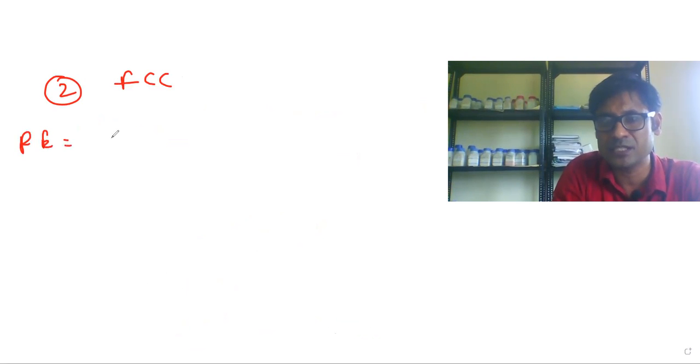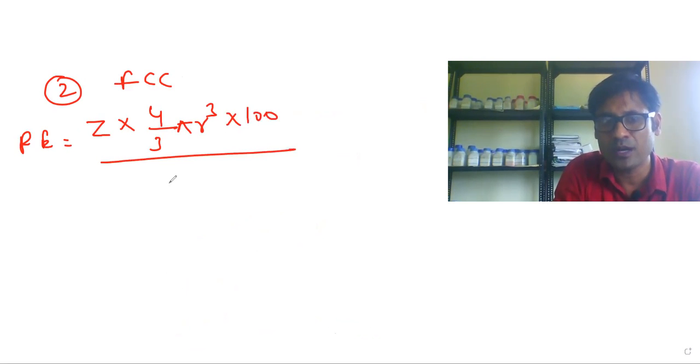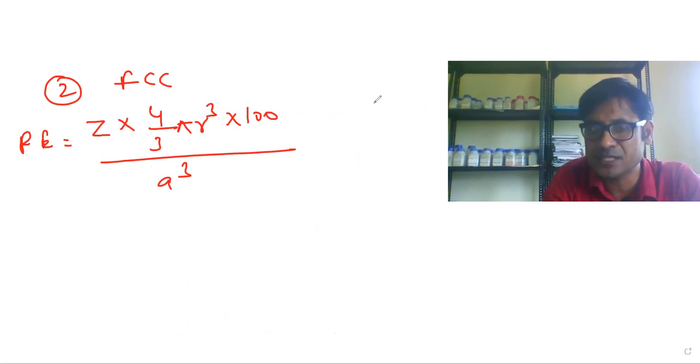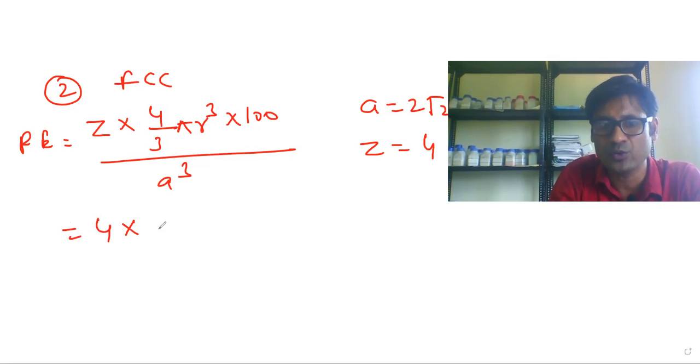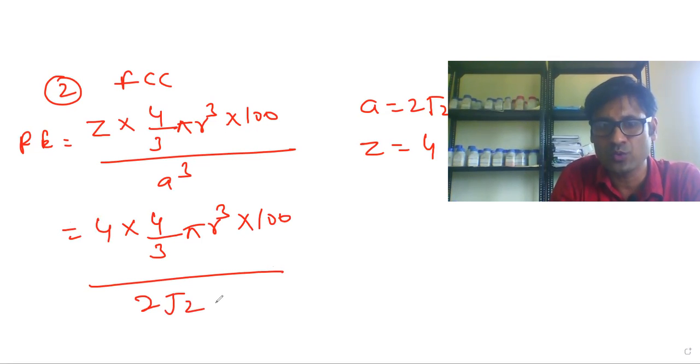And the second one is FCC. In FCC, packing efficiency is equal to Z into 4 by 3 pi r cube into 100 upon a cube. But in FCC, a is equal to 2 root 2 r and Z is equal to 4. Putting the values of a and Z in this equation, we get 4 into 4 by 3 pi r cube into 100 upon (2 root 2 r) cube.